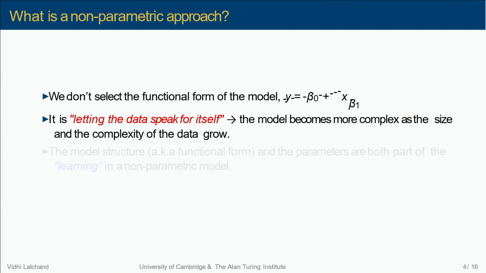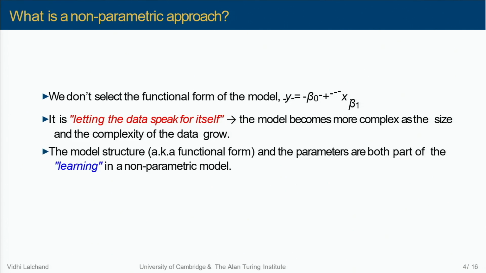What that really means is that the parameter set in a non-parametric model is not fixed. It's fluid. It could grow with the size and complexity of the data. In other words, it adapts to the data as more and more data becomes visible. So the learning in a non-parametric context applies to both, first, learning the model structure or the functional form, and once we've done that, learning the parameters of this functional form.